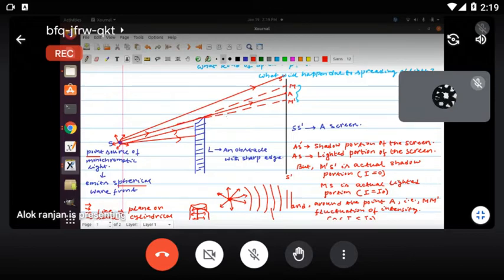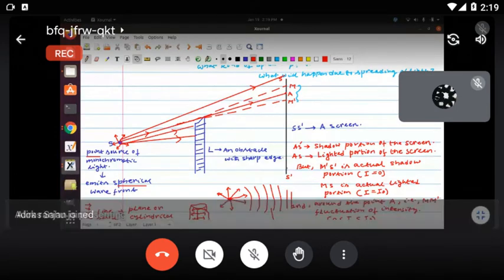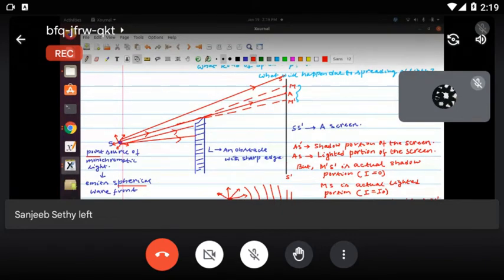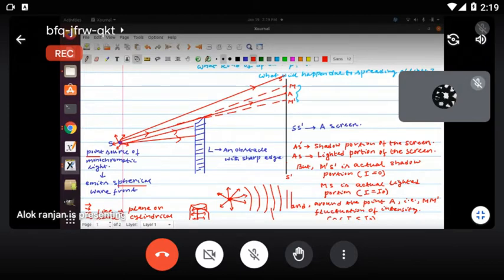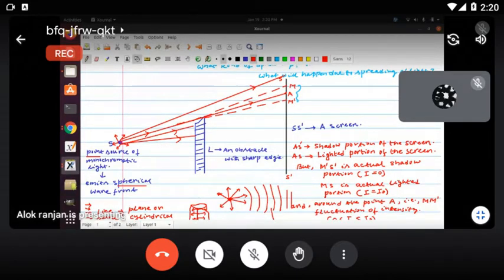And what will happen is that since light travels in a straight path, it will hit at the point A on the screen. Yes, S prime is the screen. So again, I would like to repeat, whenever you are drawing a schematic diagram and using some notations or symbols, you have to mention them clearly. Otherwise, they don't make sense. So I have written down here, SS prime stands for a screen, and so on. L stands for an obstacle with a sharp edge. A stands for a point source of monochromatic light.